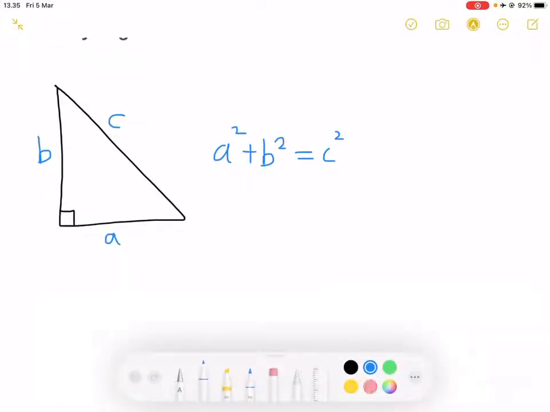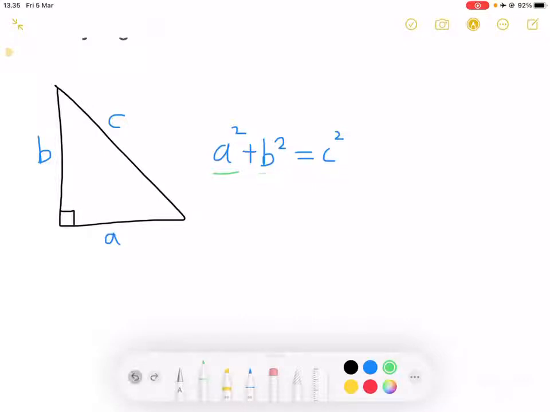Assume we have a right angle triangle with side lengths A, B, and C, where C is the hypotenuse, which is the longest side in the right angle triangle. A in this picture shows the base of the triangle. B shows the height of the triangle, or some people would say altitude. Then it follows that A squared plus B squared equals C squared.